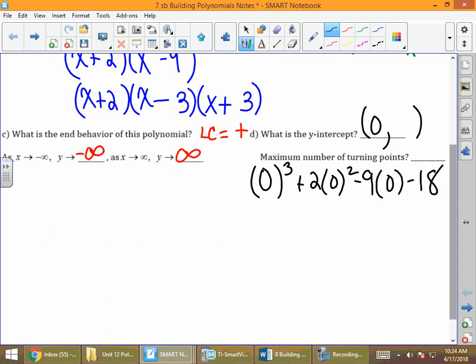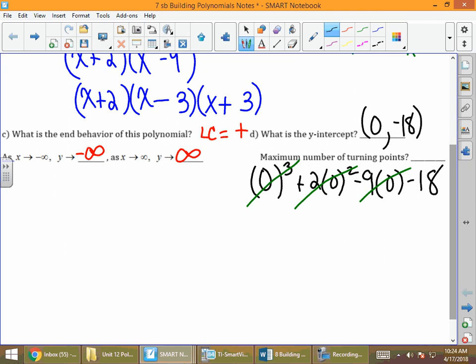minus 18. And what happens is 0 cubed is 0, and 2 times 0 squared is 0, and 9 times 0 is 0. Our y-intercept is the constant of our polynomial function, which is 0, negative 18. Again, something else that you might be able to find in your table screen of your calculator.